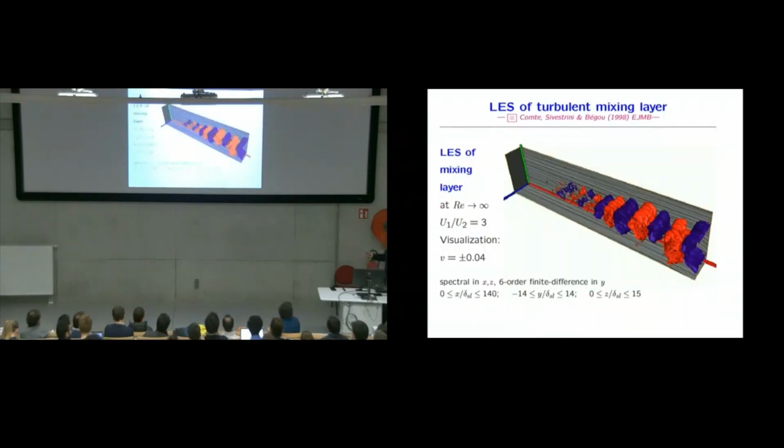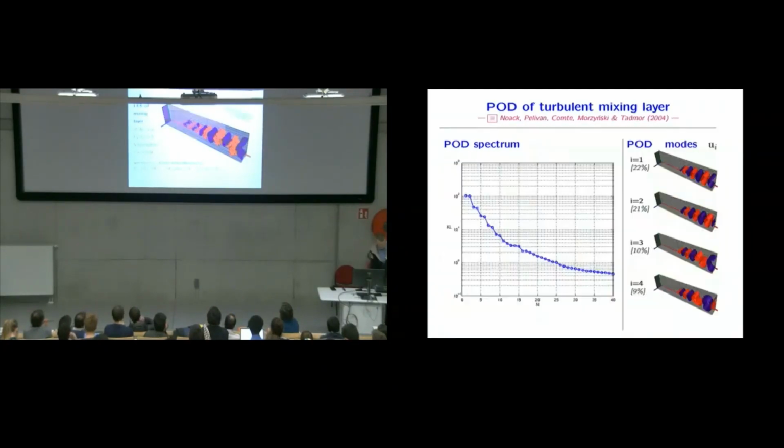So here we have a large eddy simulation, flow left to right. Here we see the V component. Of course, some Kelvin-Helmholtz structures. We see a bit of vortex pairing, large eddy simulation. So this was a particular LES where the Reynolds number is effectively infinite. And you see some irregularities.